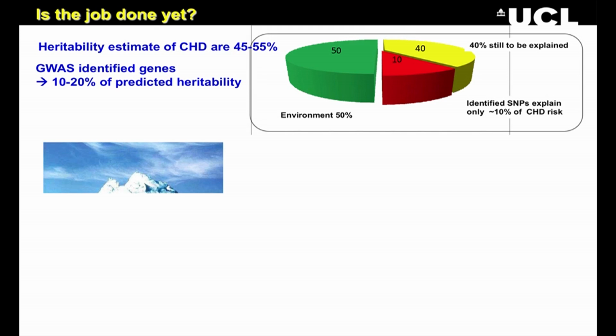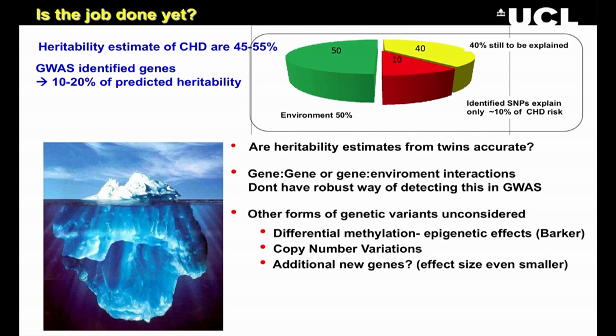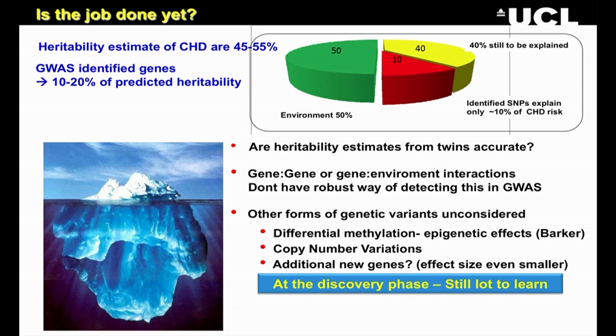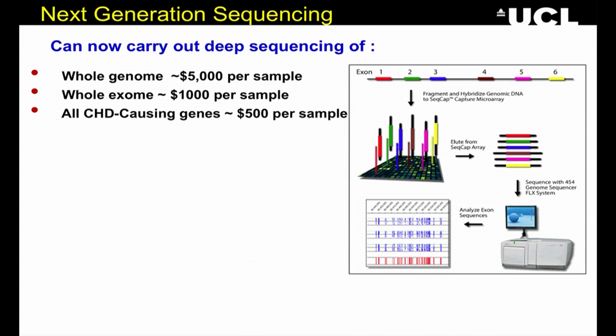The heritability estimates of heart disease are 45 to 50%. So roughly half of the causes of heart disease are genetic, and roughly half of them are environmental, which is pretty much what we'd expect. So here's a pie chart, half environment. We have maybe found 10% of the genetic cause of heart disease with the SNPs we're looking at. So the problem we've got is we've only found this bit. We've still got to find all that lot.